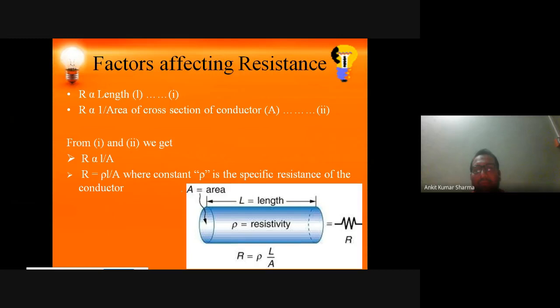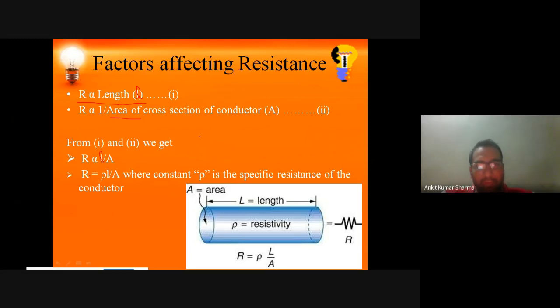Now we will discuss the factors affecting the value of resistance. The first equation shows that R is proportional to the length L. R is proportional to 1 by the area of cross section of the conductor. So the length of the conductor is directly proportional to R, and the area of cross section is inversely proportional to R. If we follow equation 1 and equation 2, then we get R equals L by A, length upon area.